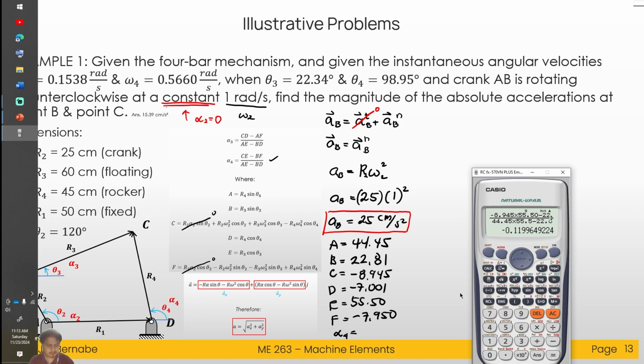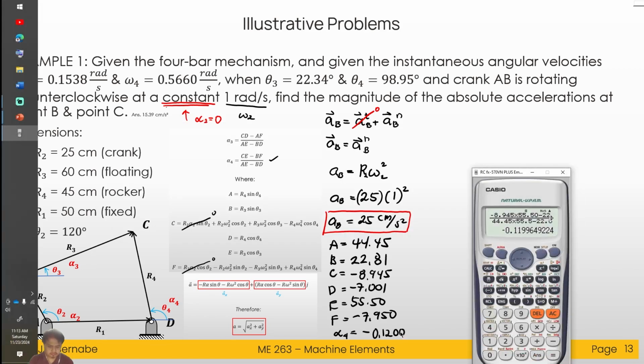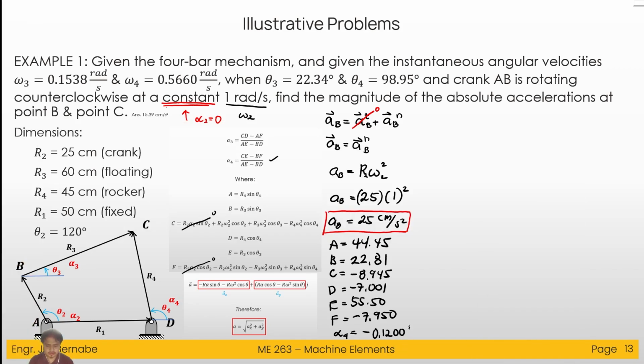Okay, so we have here an angular acceleration of about negative 1, 2, no? Negative 0. Sorry, it should be negative 0.1200. Okay, so this is in radians per second squared. Okay, so we now have this angular acceleration. Actually, this is not the final answer. How do we now find the total acceleration, no?